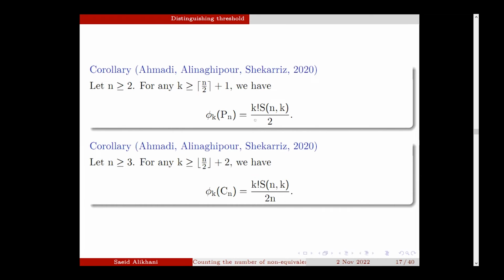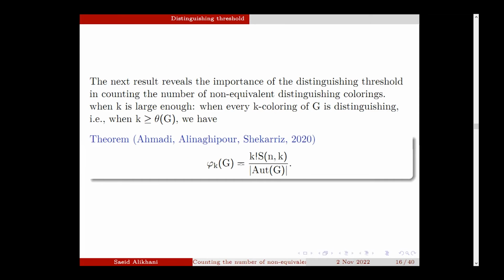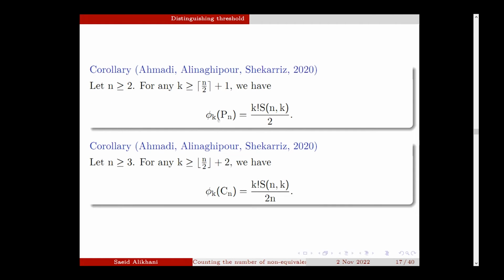Since the order of the automorphism group of Pn is 2, we have this corollary that phi sub k of Pn is equal to k factorial times the second Stirling number over 2. And also, since the order of the automorphism group of cycles is n, we have this equality for the number of colorings of cycles Cn.